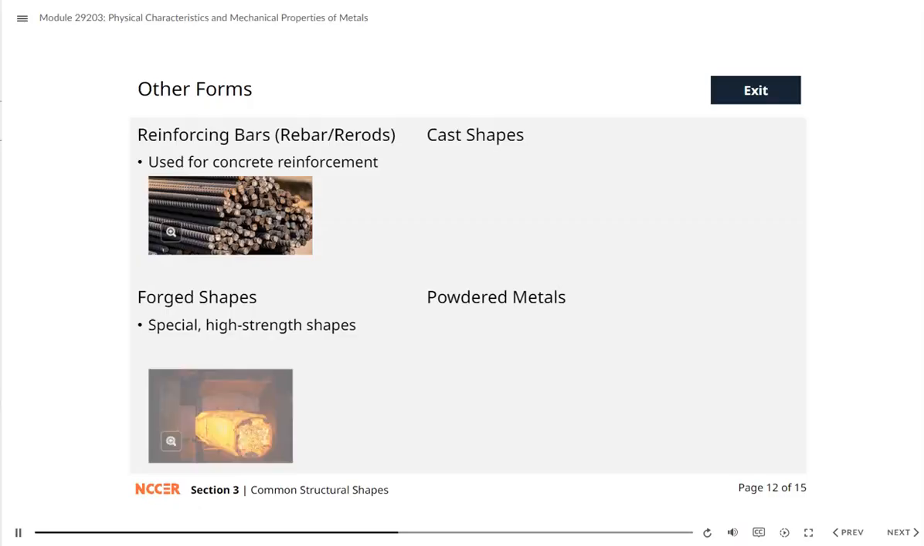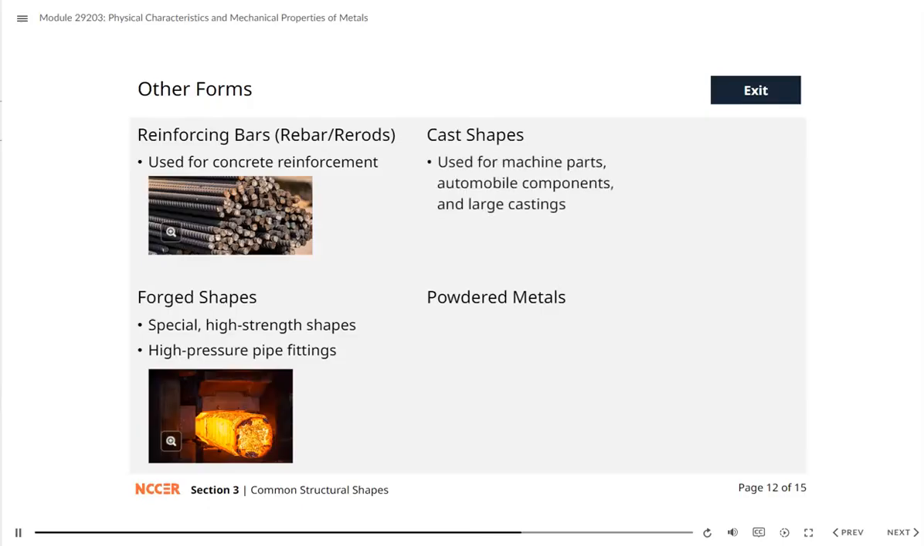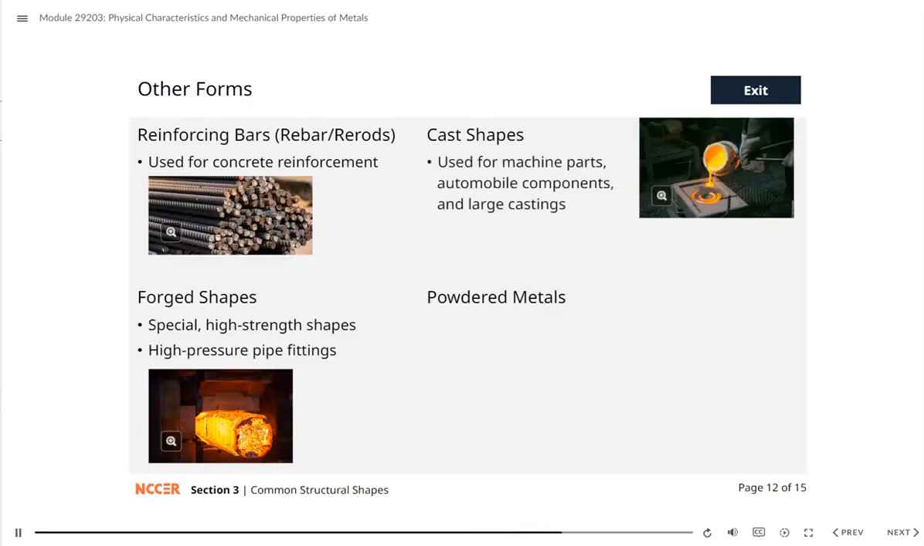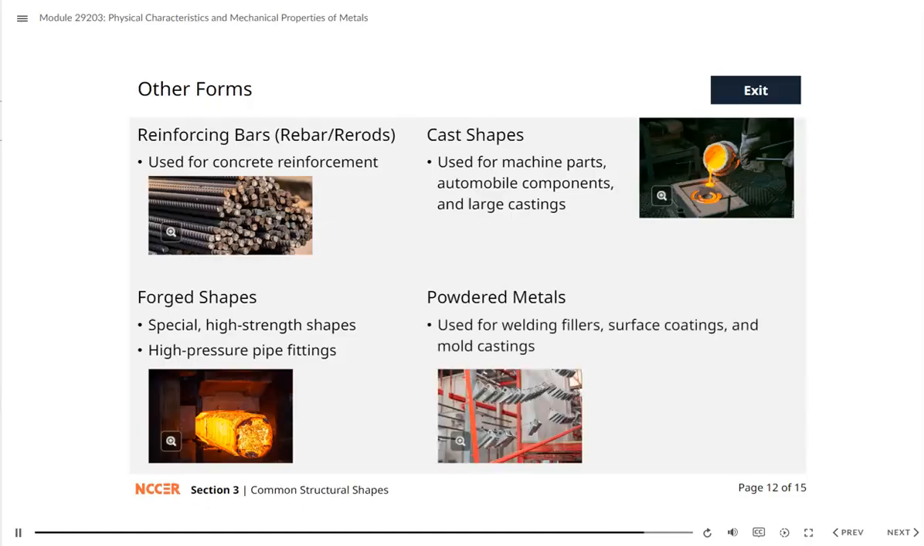Forged shapes are special shapes used for their high strength, such as high-pressure pipe fittings. Cast shapes are used for machine parts, automobile components, and large castings. Powdered metals are used for welding fillers, surface coatings, and mold castings.